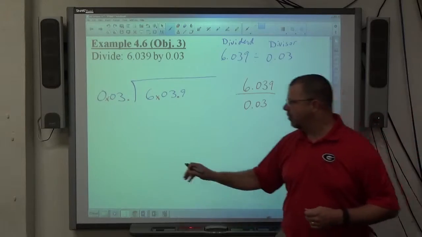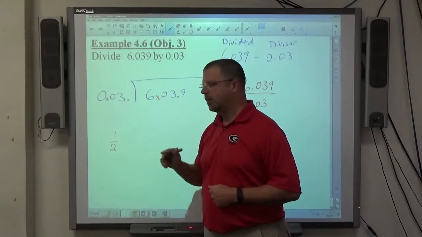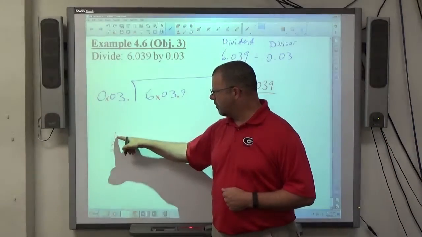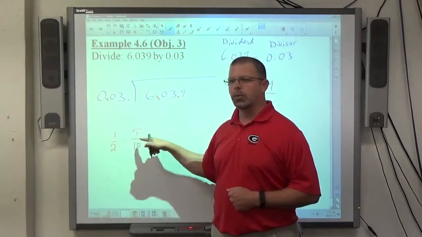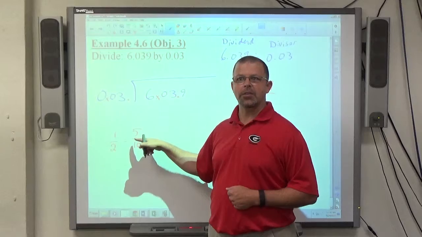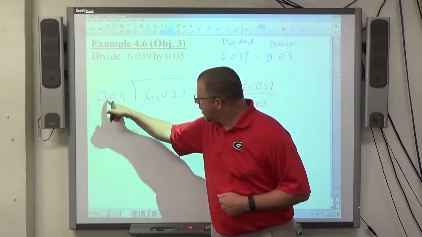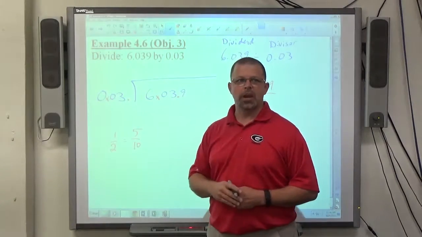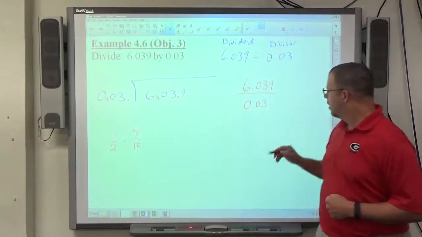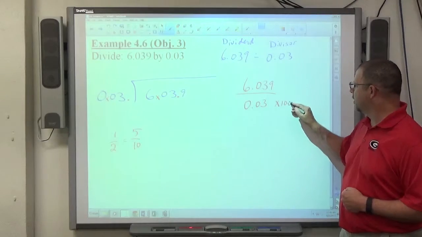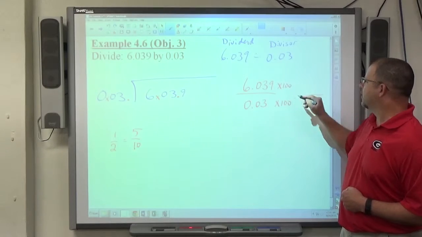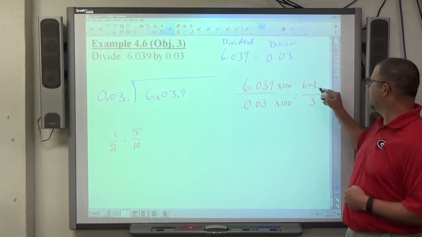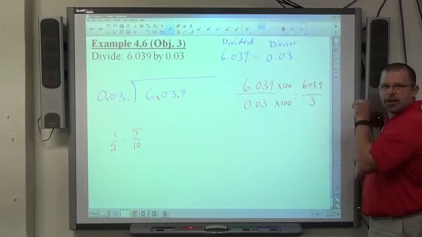Suppose I had the fraction 1/2. If I multiply this times 5 and that times 5, I get 5/10, right? And those are equal to each other, right? Equivalent fractions? Okay. Moving the decimal point 2 spaces to the right is multiplication by 100. If I multiply the bottom by 100 to make it equal to 3, and multiply the top by 100 to make it equal to 603.9, this fraction equals that fraction.